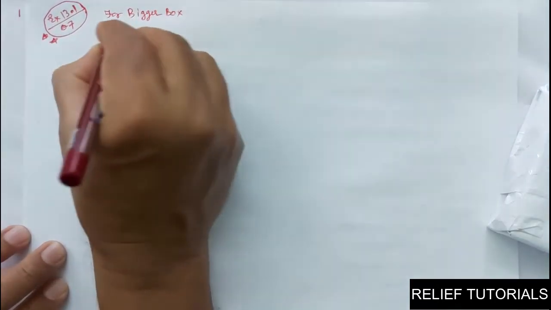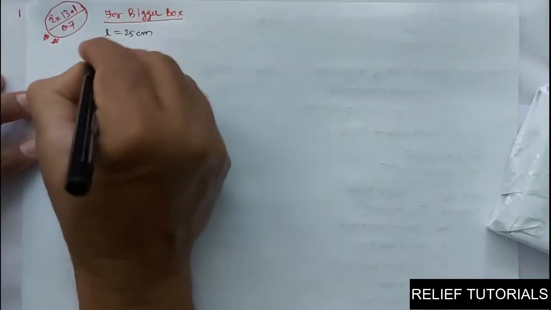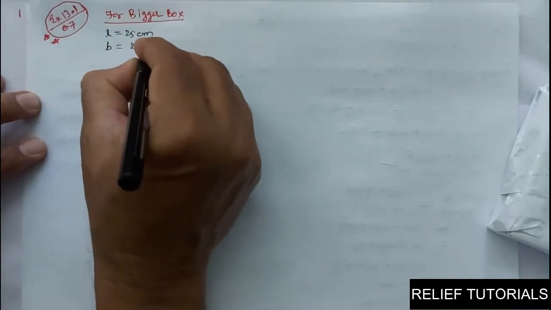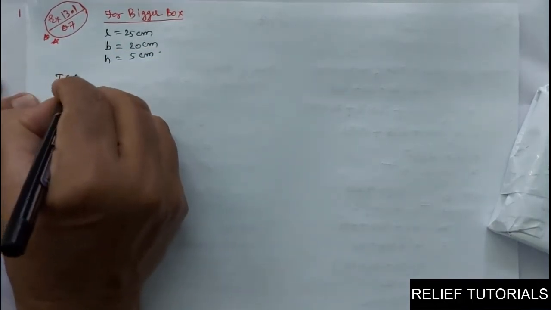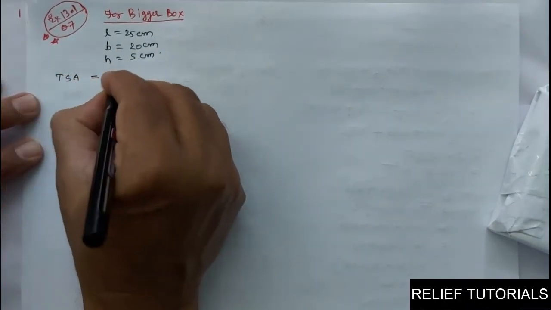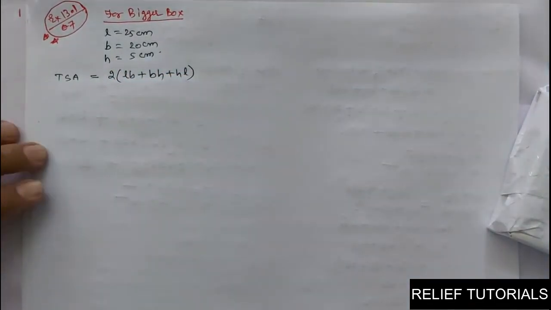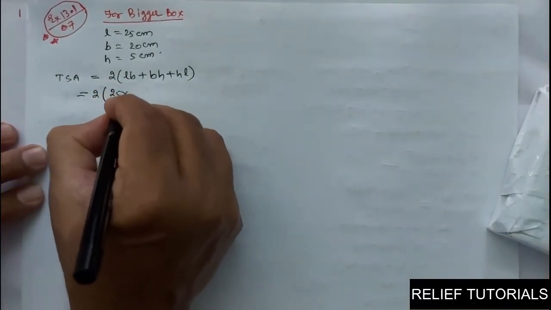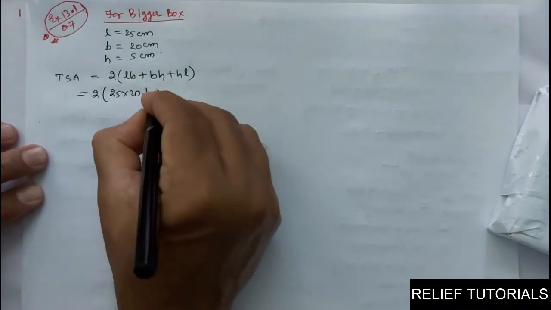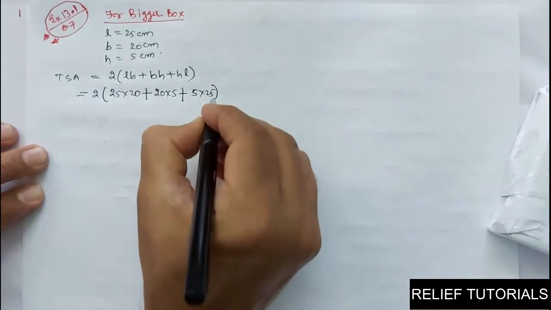For the bigger box, the dimensions are: length is equal to 25 centimeter, breadth is equal to 20 centimeter, and height of the box is 5 centimeter. Now we will find the TSA, total surface area of the box. Total surface area is 2 into (LB plus BH plus HL). So that is equal to 2 into (L into B, so 25 into 20, plus 20 into 5 plus 5 into 25).